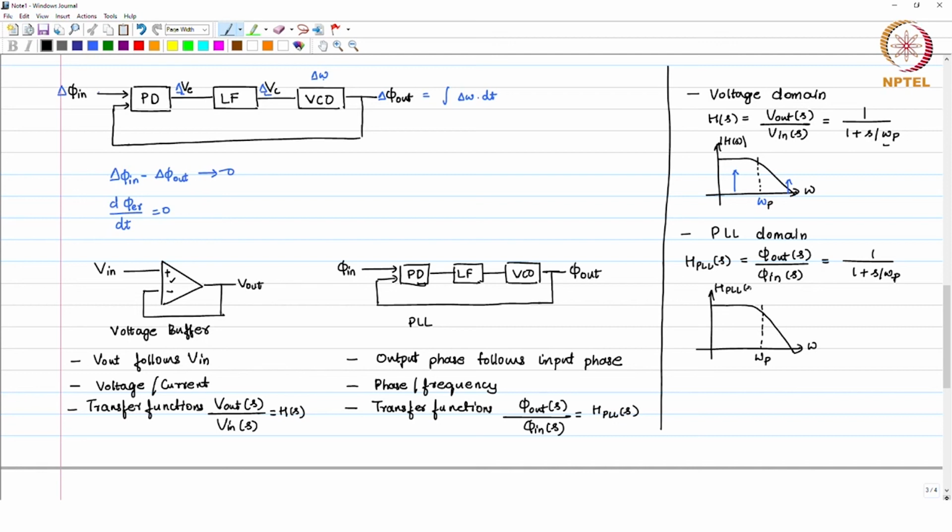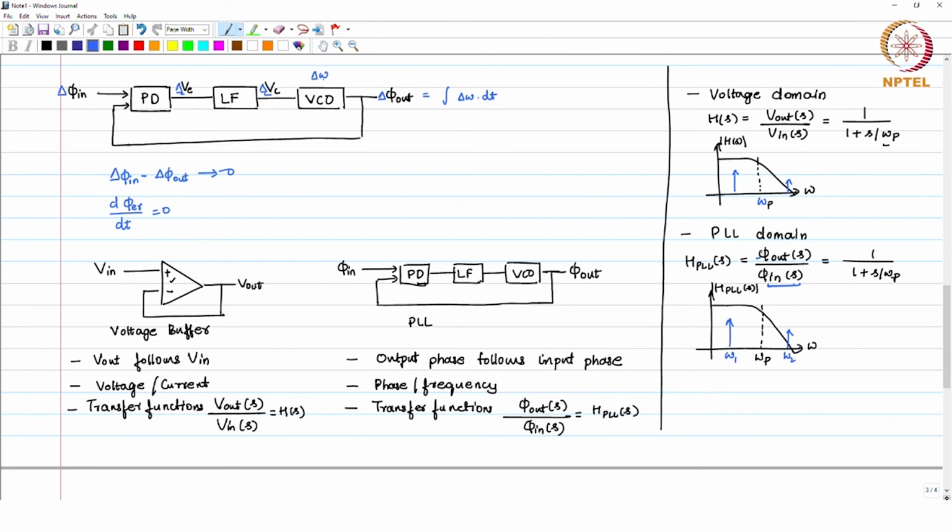So, I have this H PLL of S. If I apply any change in the input phase at frequency omega 1 lesser than the bandwidth of the filter omega p, I will see that change in the output phase. If I apply any change in the input phase beyond the bandwidth of the filter, then that change will be rejected and I will not see it, or I will see a very attenuated frequency at omega 2 at the output of the PLL.